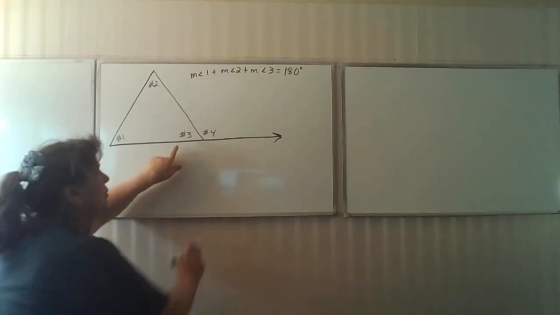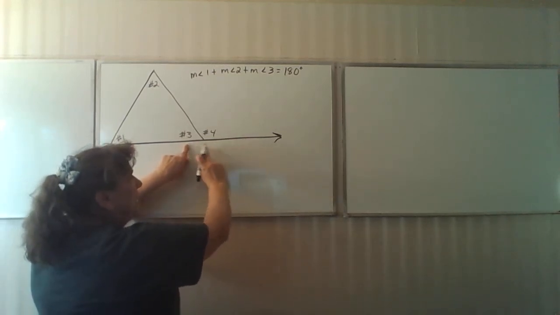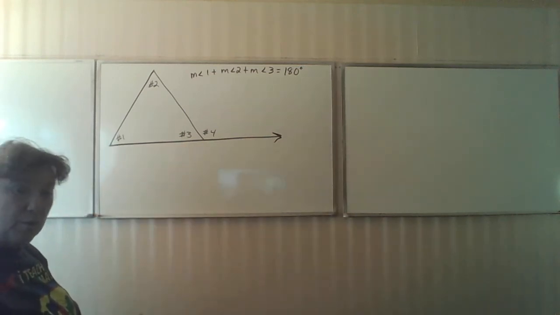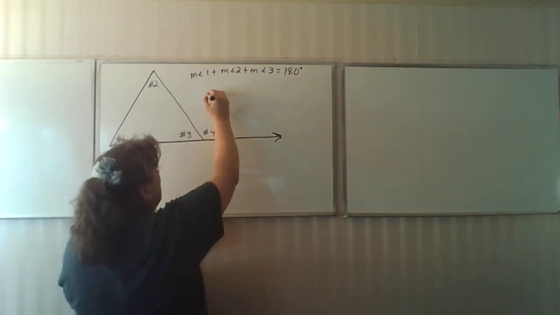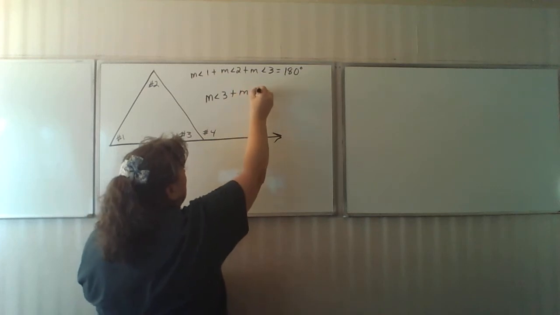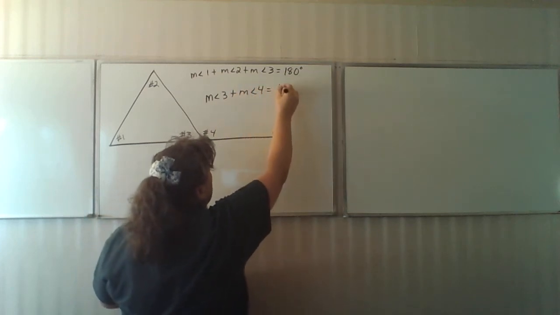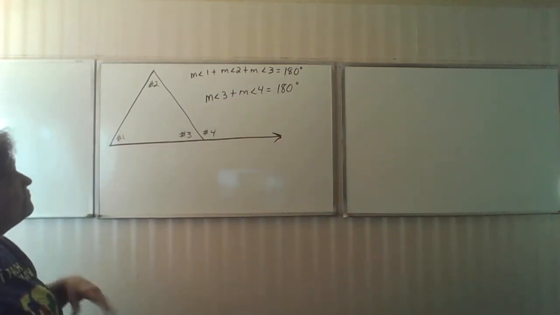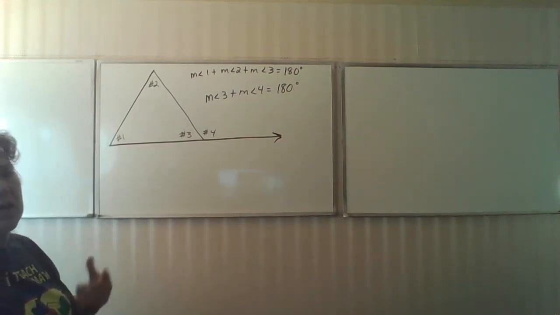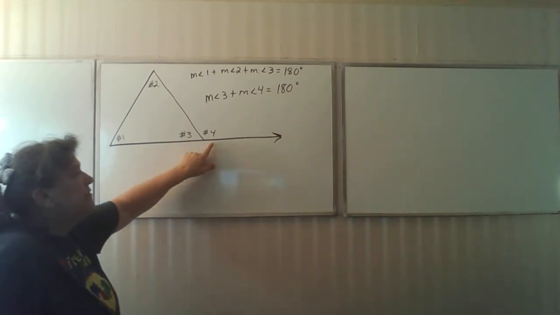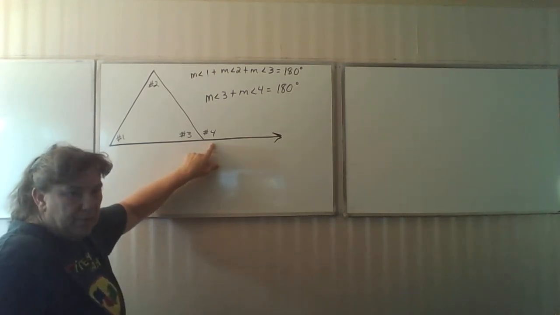Now, you know that the measure of angle 3 and the measure of angle 4 also equals 180 degrees. Why? Because they're supplementary angles. And so you have the measure of angle 3 plus the measure of angle 4 equals 180 degrees as well. So now we have two different things that equal 180 degrees. So what do you think the measure of angle 4 is going to equal?